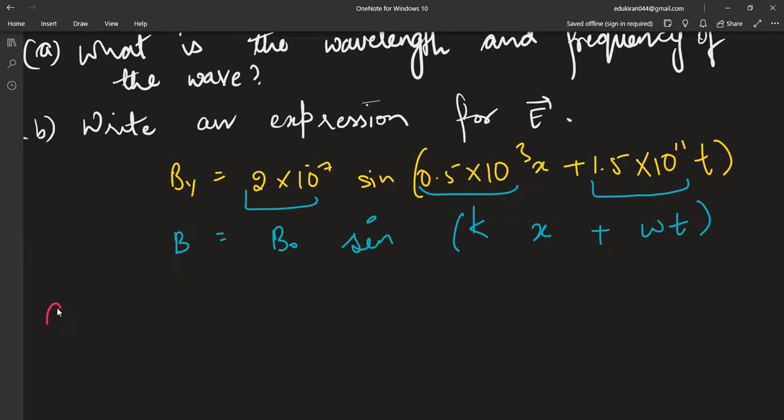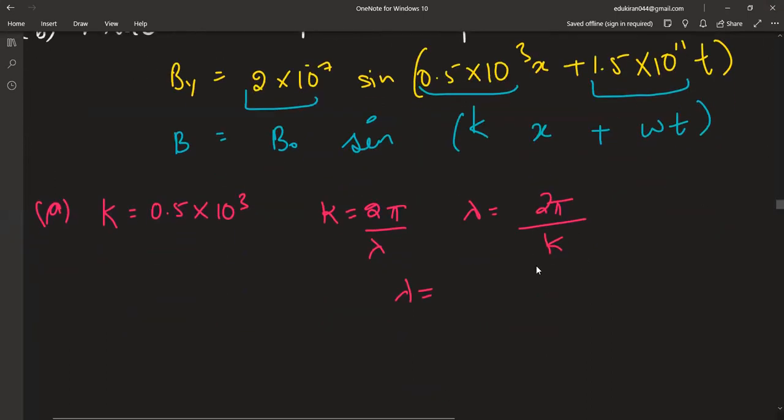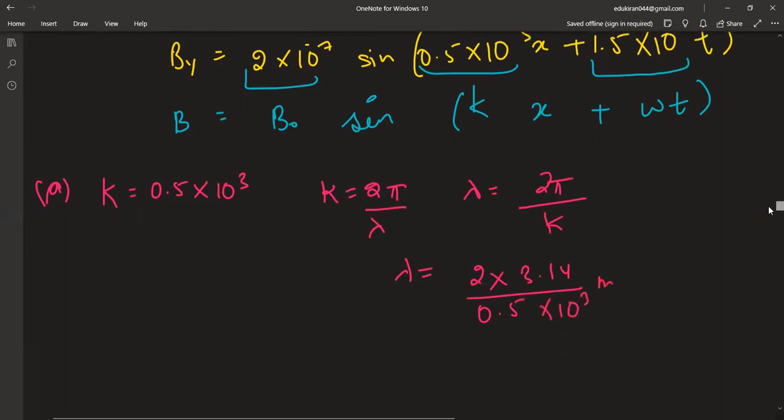Now, first, wavelength. You know k is 0.5 into 10 to the power 3. k is equal to 2 pi by lambda. So from here, lambda is equal to 2 pi divided by k. So lambda is equal to 2 pi, 3.14, by k. k is 0.5 into 10 to the power 3. This you can calculate. This much meters.